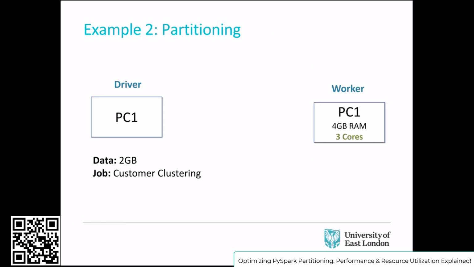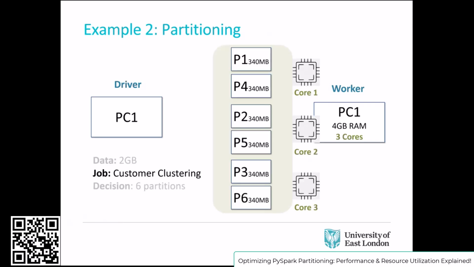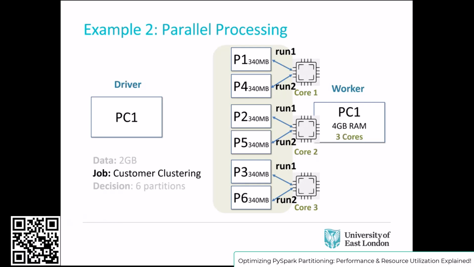But if you increase the data size a bit, then instead of 12... 12 partitions means 12 tasks. The CPU needs to run 12 tasks in parallel, 3 by 3, because here we have 3 cores, right? At each cycle, we have to run data 3 by 3. All right, 3 by 3. In this case, I went with 6 partitions. Each partition comes with 340 megabytes.